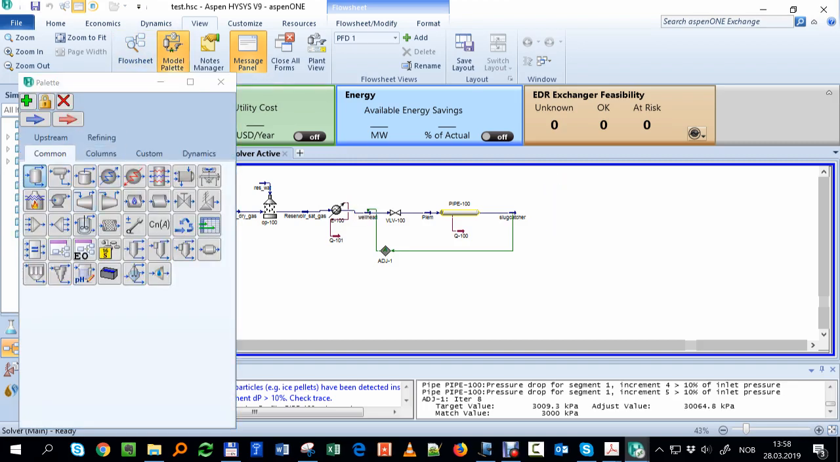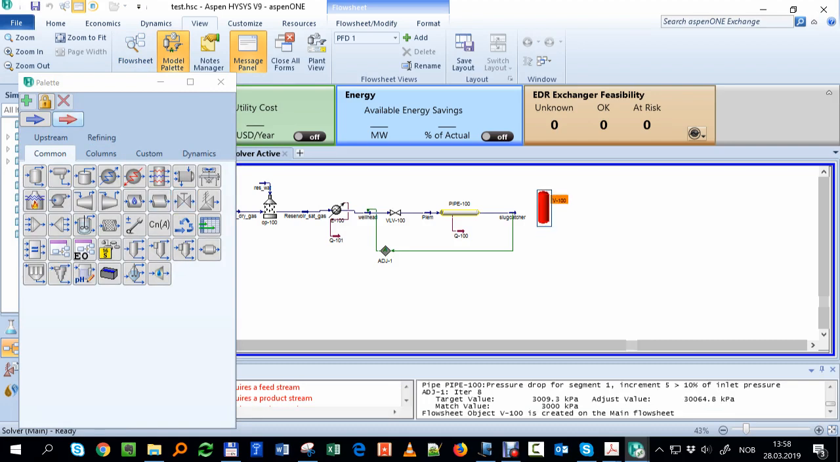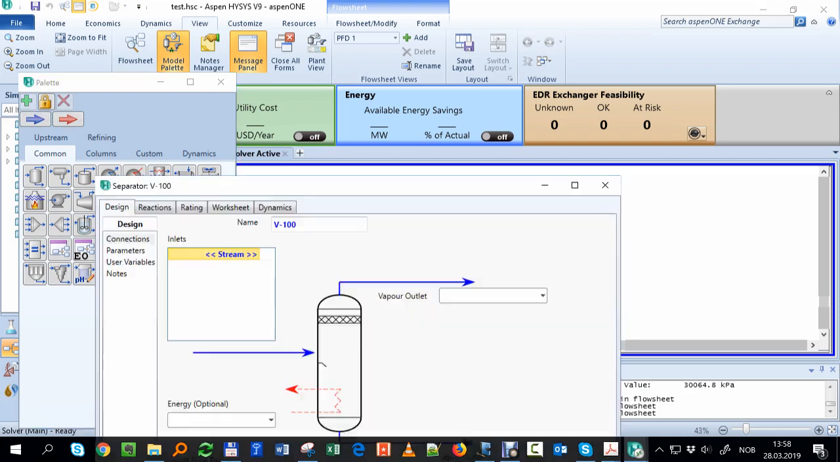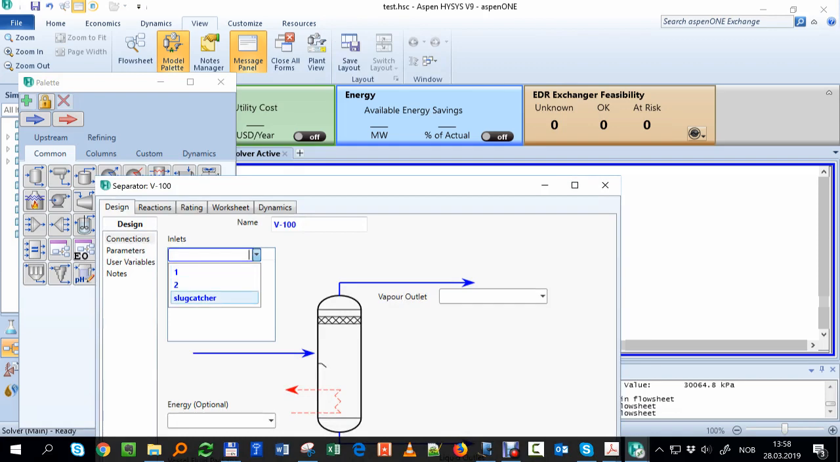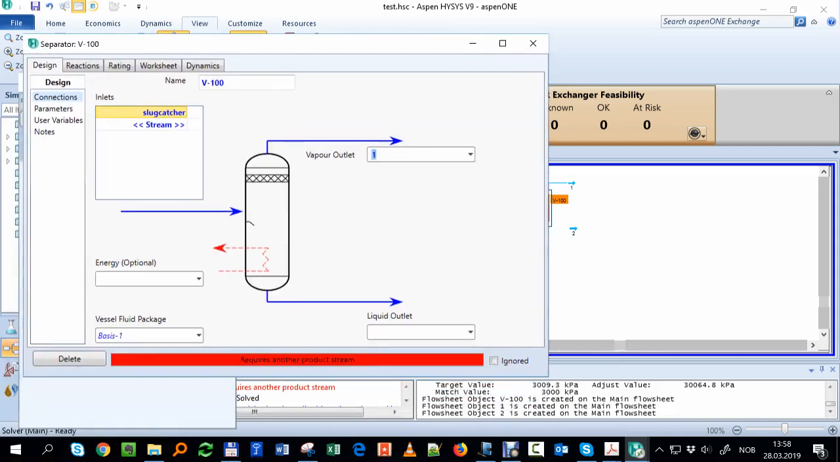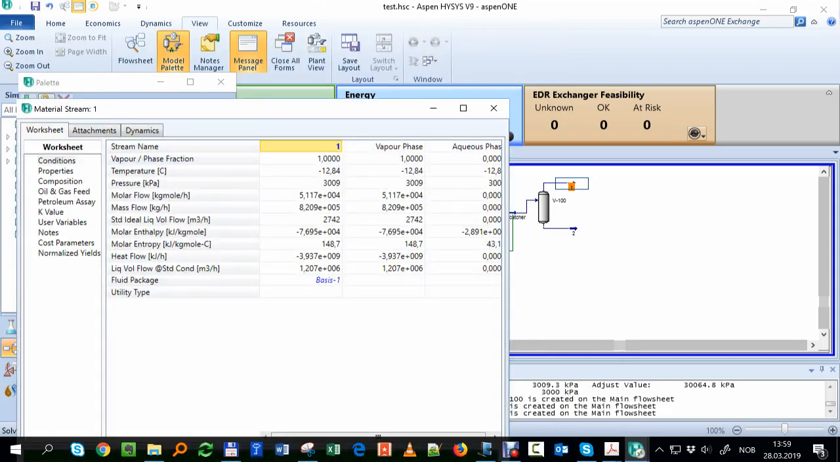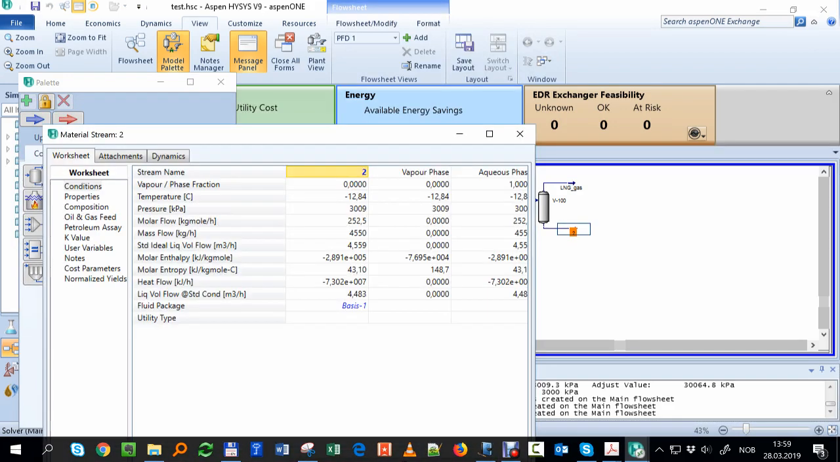separator. We should finish soon, right? Then we have two streams. The separator separates two streams. It's a two-phase separator separating gas and liquid. Slug catcher coming out on the gas. Yeah. Coming out with the liquid. Okay, and I call this sales gas, or let's call it LNG gas. And this will be condensate and water.